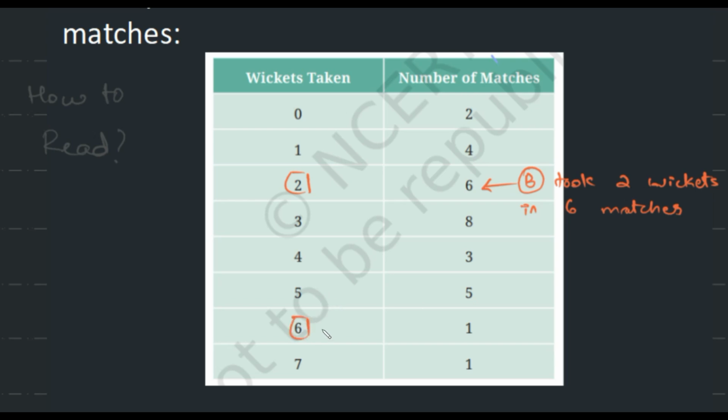So let me discuss one more. What does this 6 mean? He was able to take 6 wickets in 1 match. And what does this 1 mean? He took 7 wickets in 1 match. So it's important for us to know how to read the table. You can take a second and look at what I have written. I'm going to erase this.